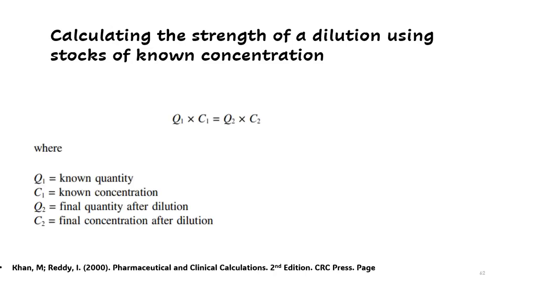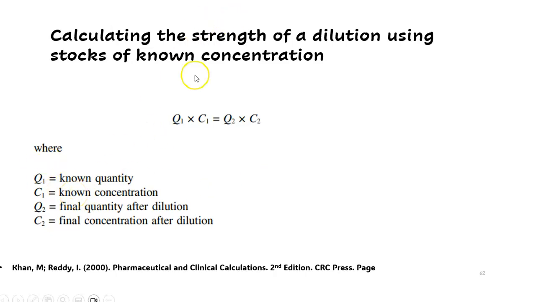And so the Canadian Pharmaceutical Clinical Calculations textbook uses Q1 C1, Q2 C2, which really means quantity. But we use C1 V1, which means volume. Volume is normally for liquids and quantities for semi-solids. So it's really a matter of semantics, words, okay?